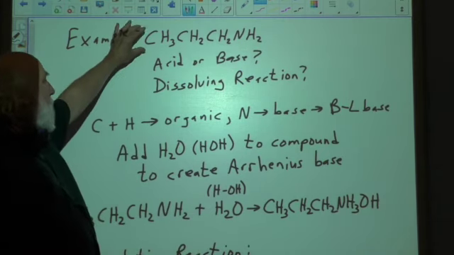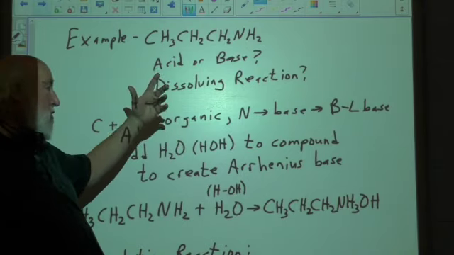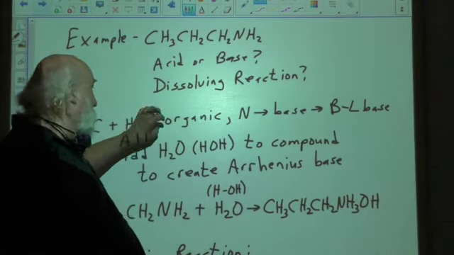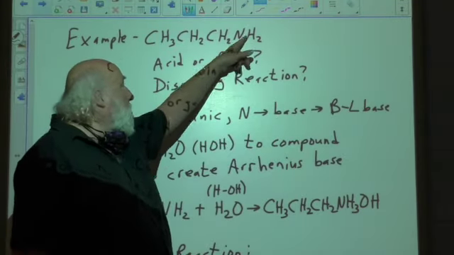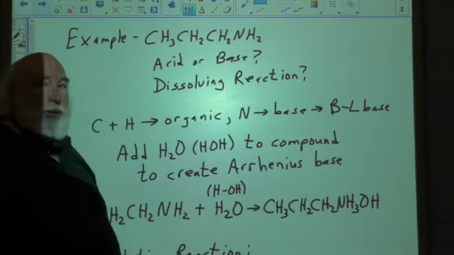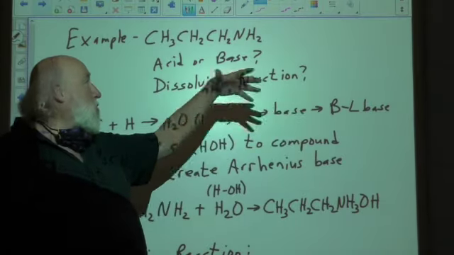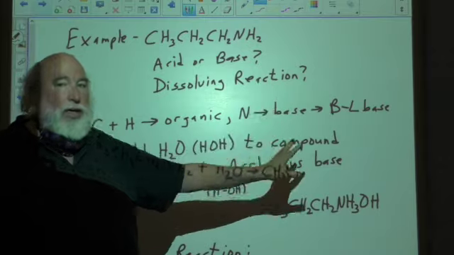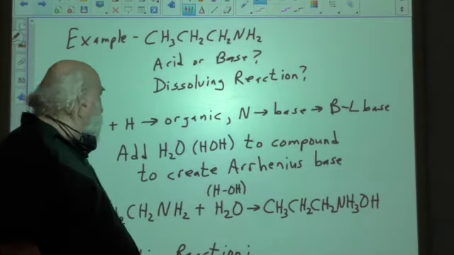So here, how do we know that that's a base? Because we got lots of carbon and hydrogens in them. That's number 1, and that tells you it's organic. And the fact that it's got nitrogen in it, like in this form right here, that makes it a base. And so we call this a Bronsted-Lowry base, because there is no hydroxide, but we know it is a base based upon the identification of that nitrogen.